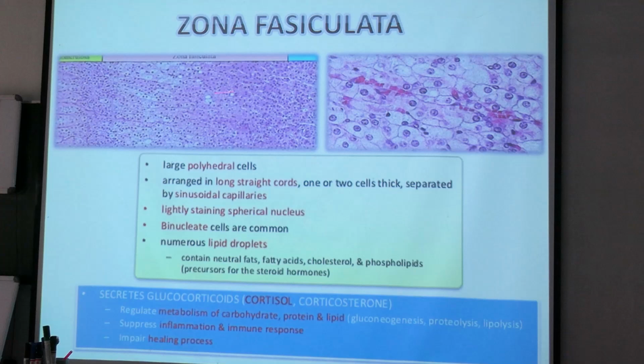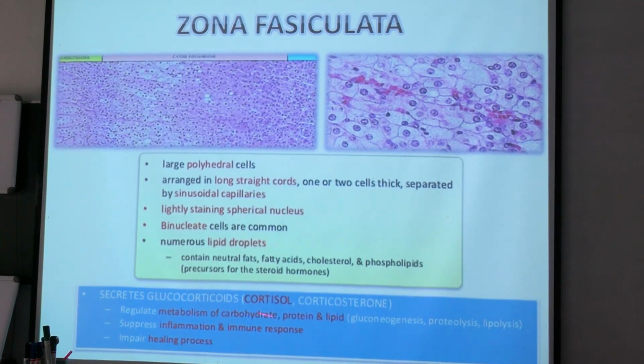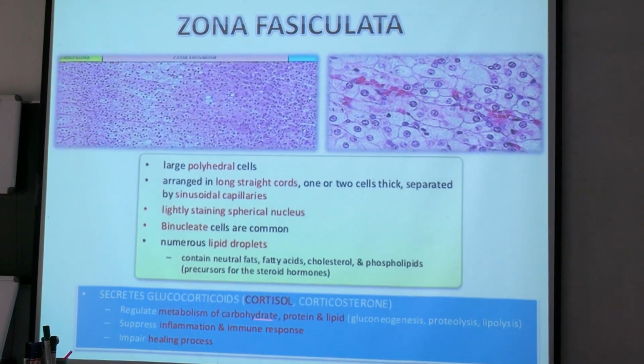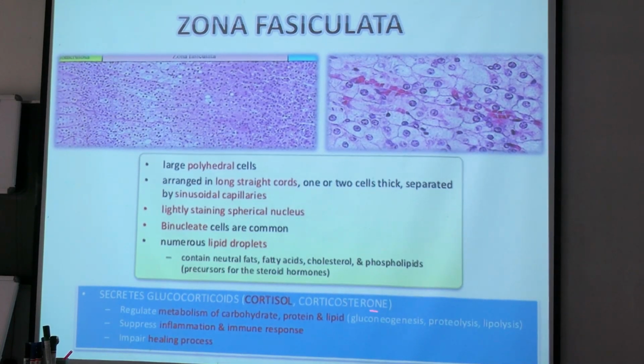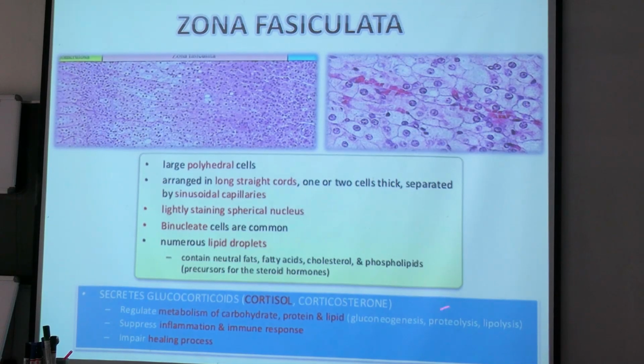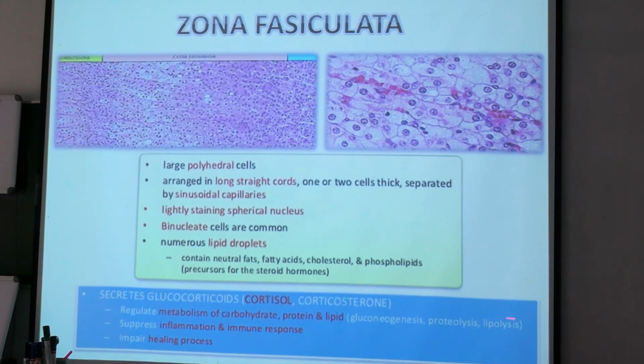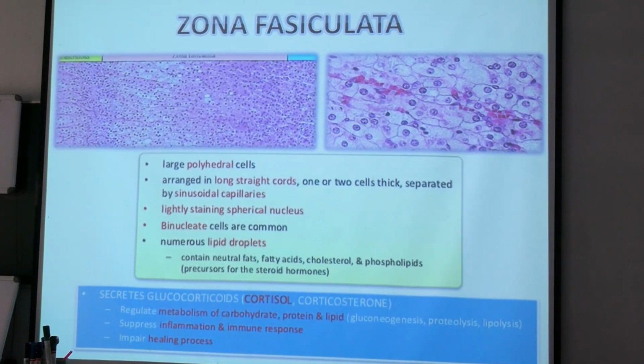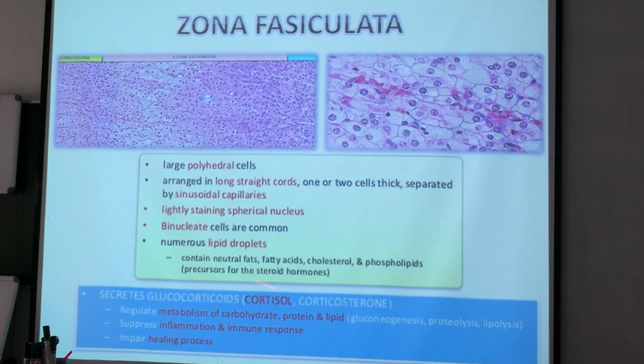This zone, zona fasciculata, secretes glucocorticoids, mainly cortisol and corticosterone. What are the functions of these hormones? They regulate the metabolism of carbohydrate, protein, and lipid. That means they help in gluconeogenesis, proteolysis, lipolysis. Okay, all these you have read in your biochemistry. And they suppress the inflammation and immune response and impair the healing process.